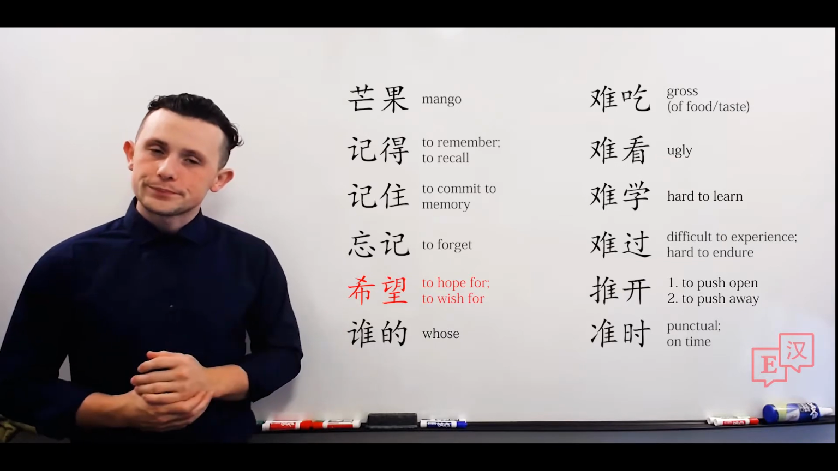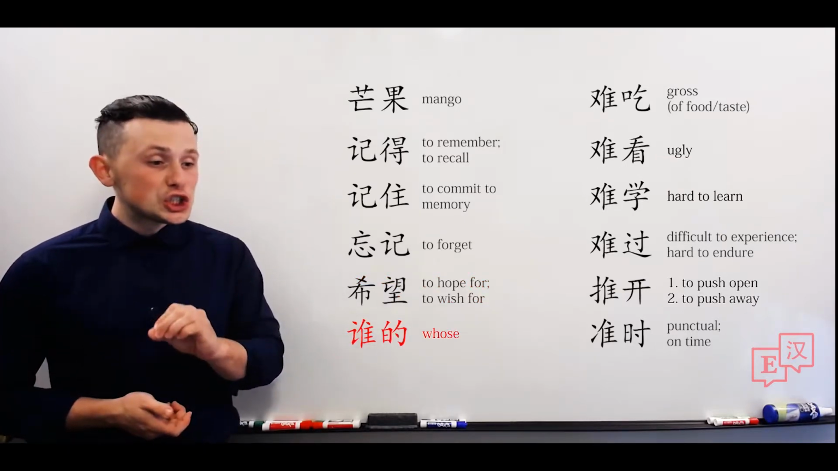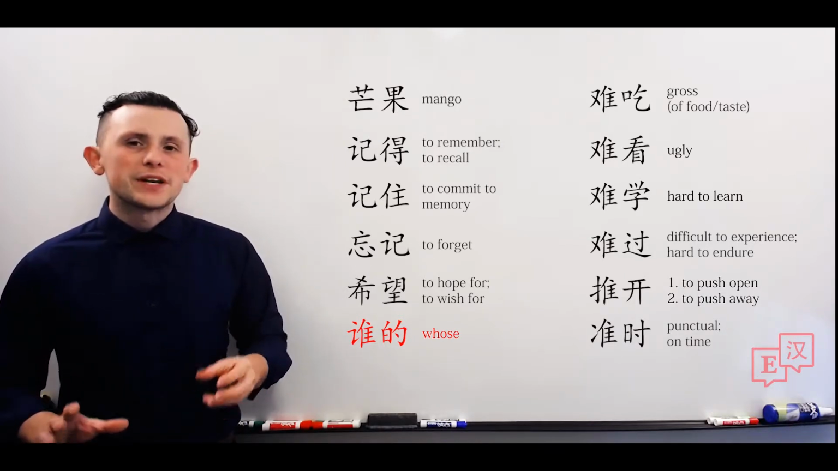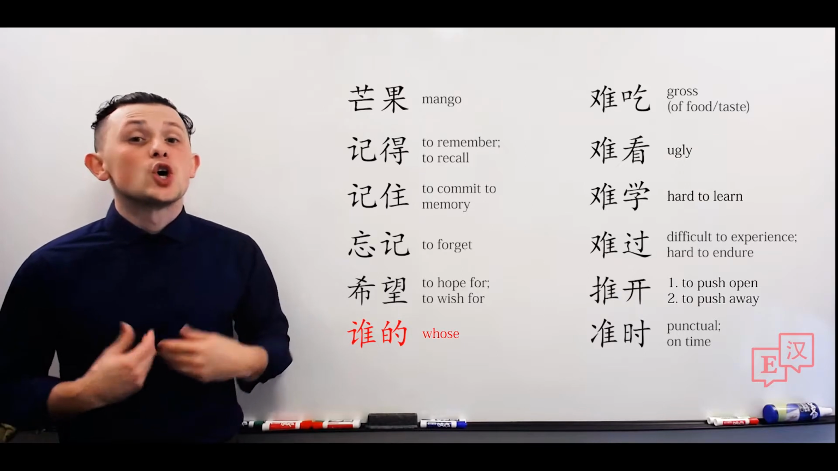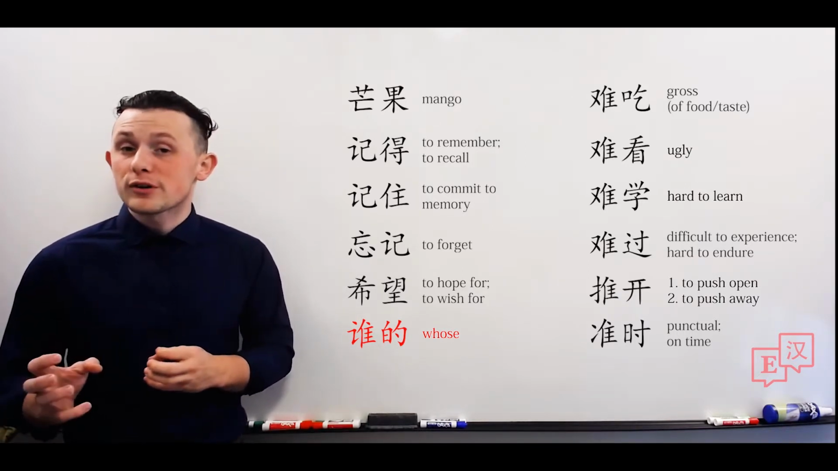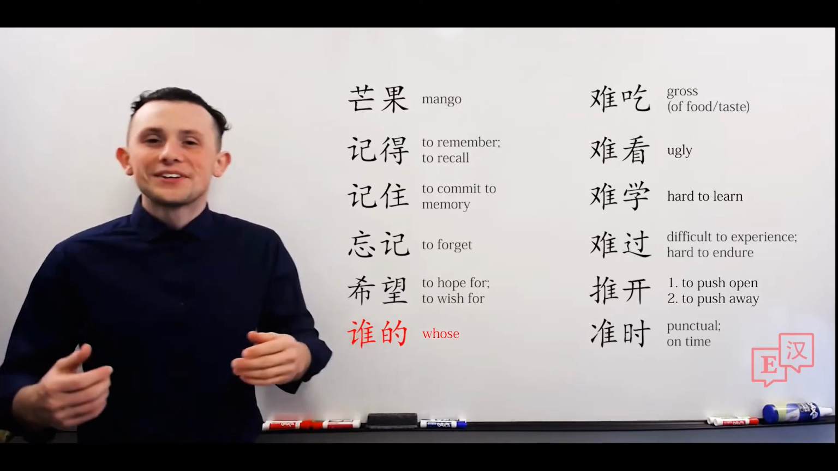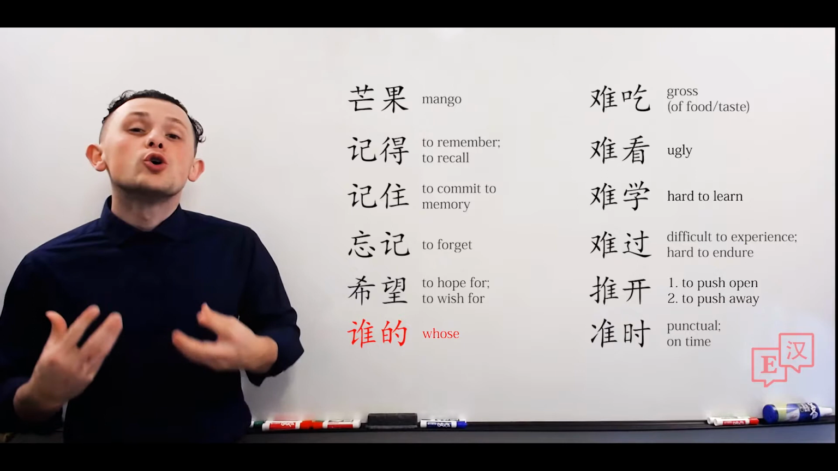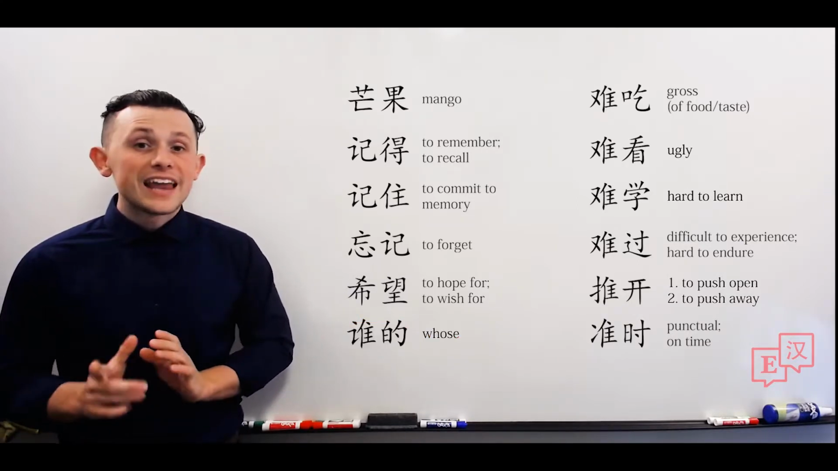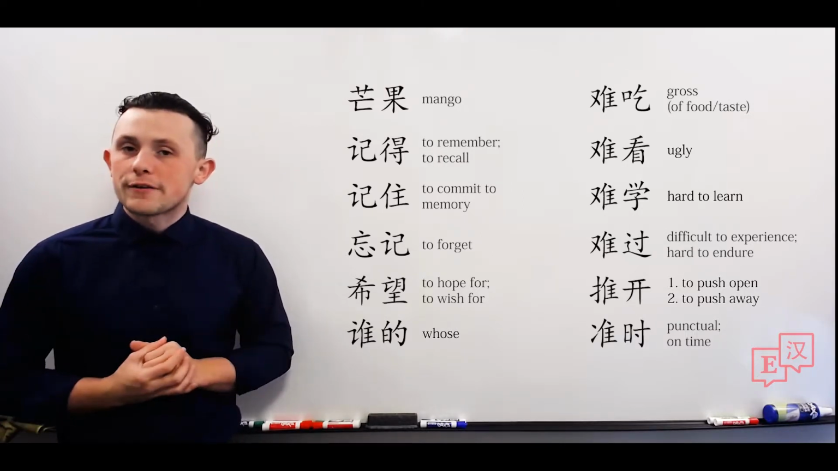谁的. Now, this causes confusion for students sometimes, but 谁的 simply means whose. We think of 谁 as a subject or person, but it's just a person that we don't know exactly who it is. So 谁的 is whose.